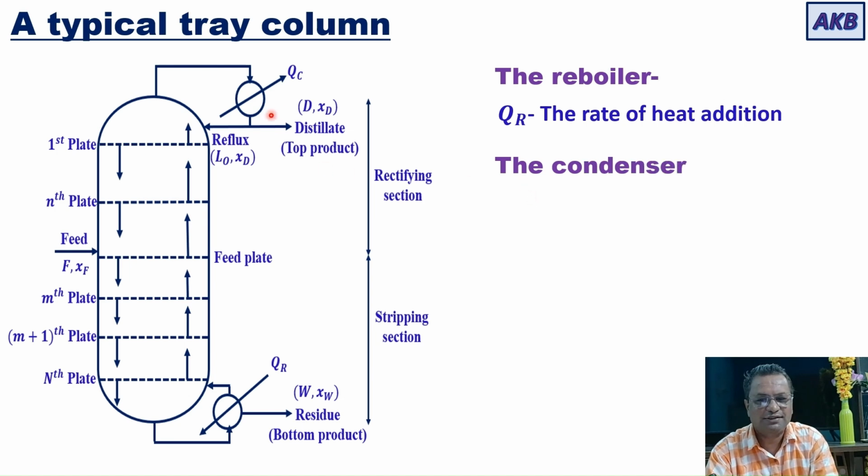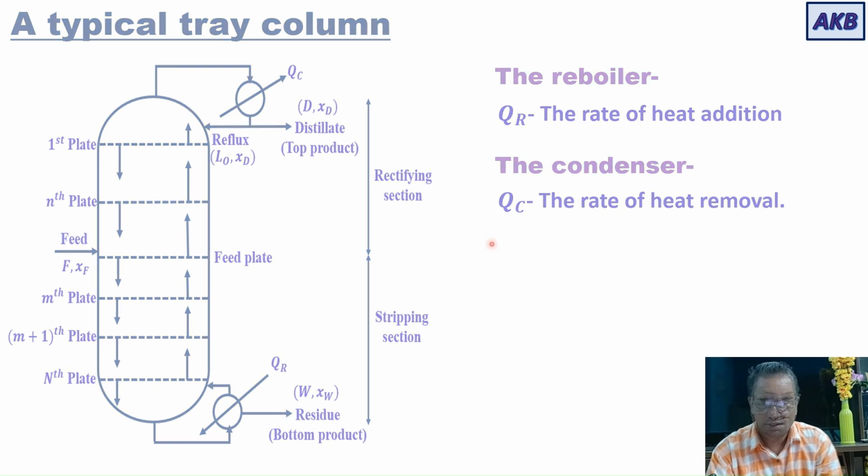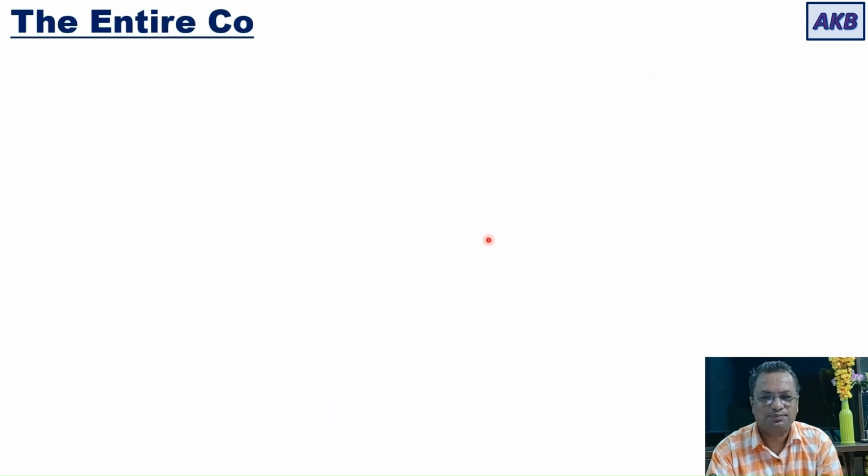And in the condenser, you are removing heat, and the rate of heat removal is QC. Today, in this particular discussion, we are not dealing with the energy balance, but I have just mentioned what notations are being used. Now let us move further.